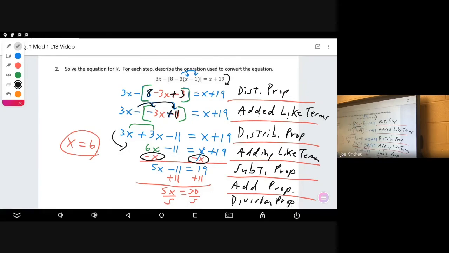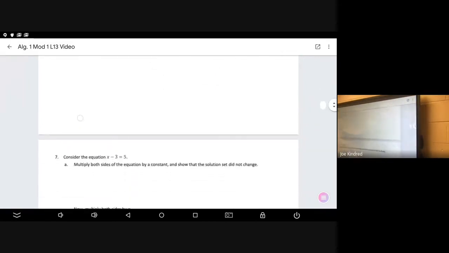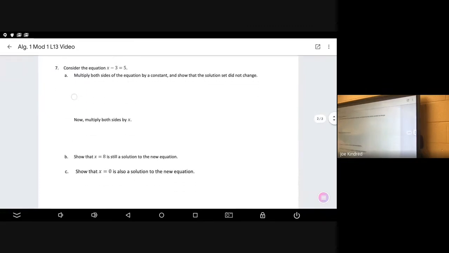All of these properties, the distributive property, the addition property, the subtraction property, the division property, adding like terms, all those things allow us to solve and get x is equal to 6. That's number 2. And we're going to start number 7.